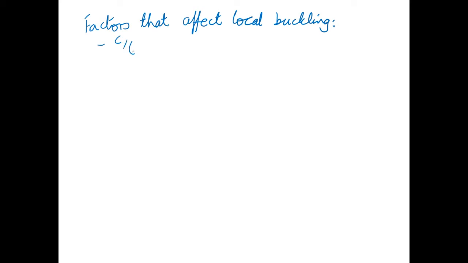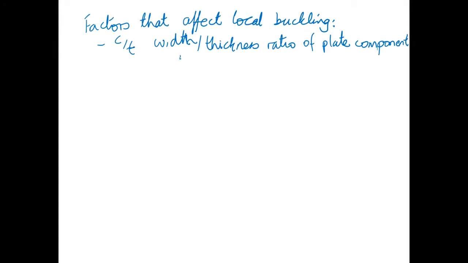So we just looked at the C over T ratio. So that's effectively the width to thickness ratio of the plate components. Any part of the member, whether the web or the flange. So we have C divided by thickness, that's for the web. And we also had that for the flange as well. This unstiffened length here, C divided by thickness, that's for the flange. Okay, so that's one factor we just talked about.